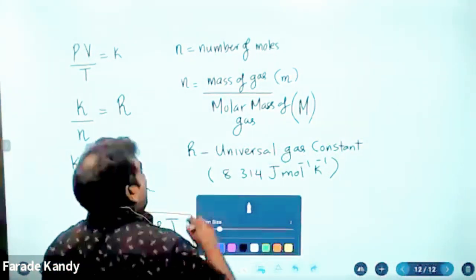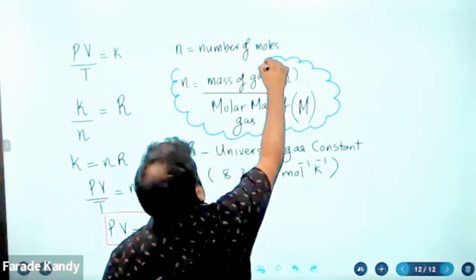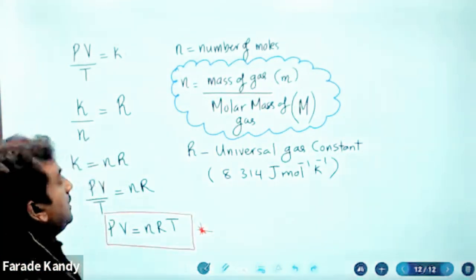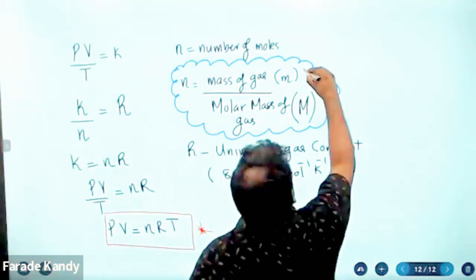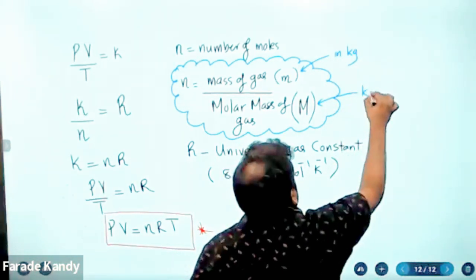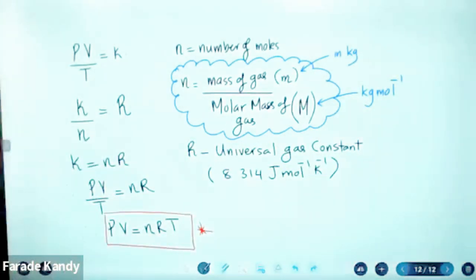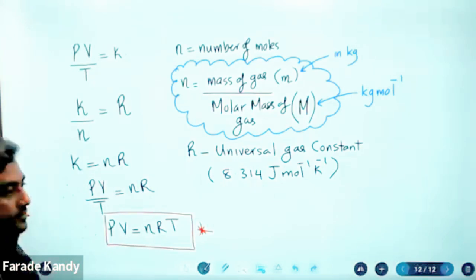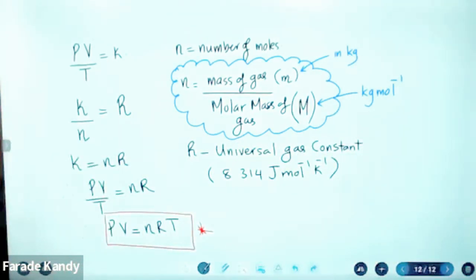The chemistry ones, of course, know this, but the IT ones, you all study it. Mass of gas, molar mass of gas. Let's say mass of gas is in kilograms. Molar mass will be kilograms per mole. That's the unit. Kilograms per mole. Okay, no?